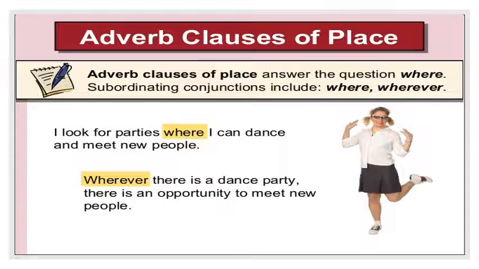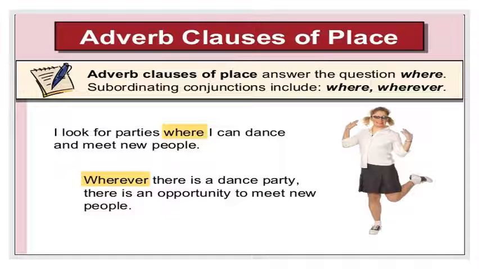So the first one is adverbial clauses of place. Usually adverbial clauses of place answer the question of where. The subordinating conjunctions used in this type of adverbial clause are where and wherever. For example, I look for parties where I can dance and meet new people.